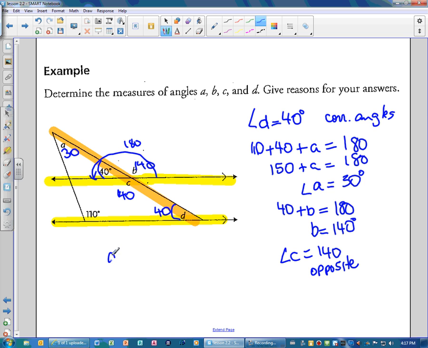Okay, so A is 30, B is 140, C is 140, and D is 40 degrees. They're all just like a little puzzle. Just work through your diagram and get what you can get as you go. All right, that's the end of 2.2.